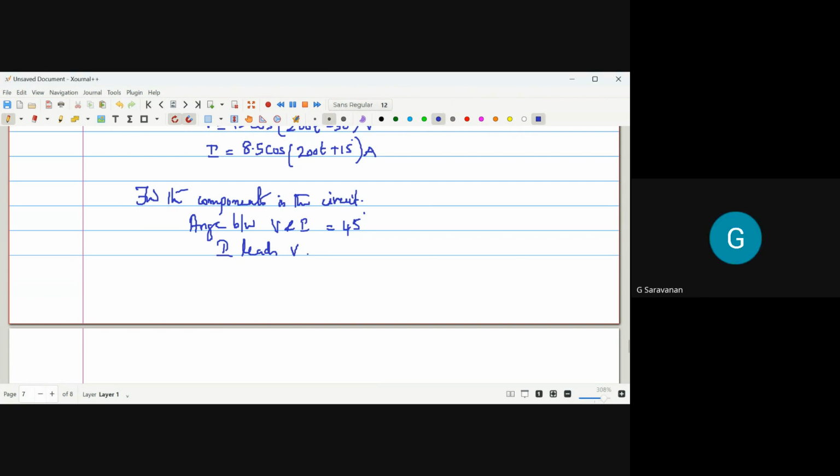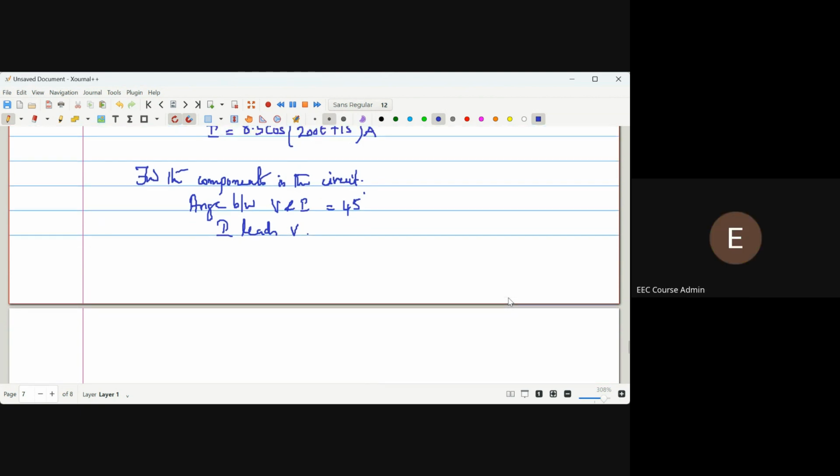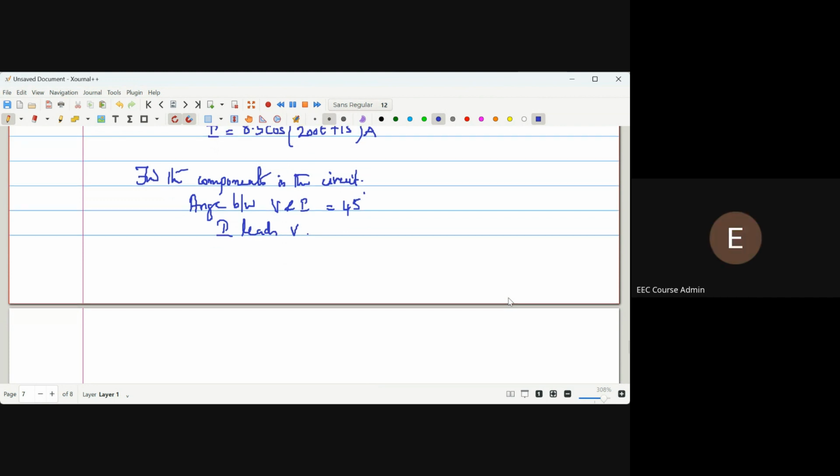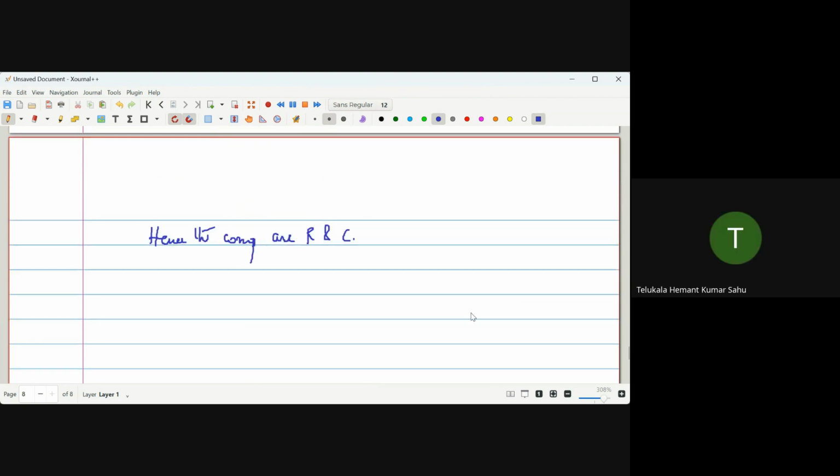Okay, madam. The question, ma'am, after pure components, what is written? Find the components in the circuit. Okay. So here we understand that since the current leads the voltage, the reactive element is a capacitor. So resistor and capacitor, since it is mentioned that there are two pure components.